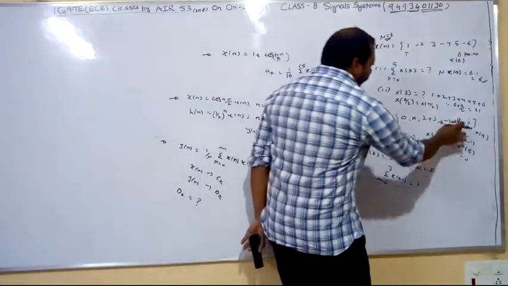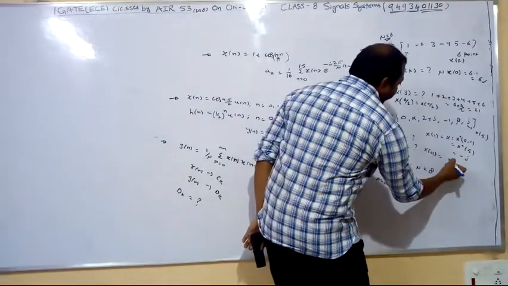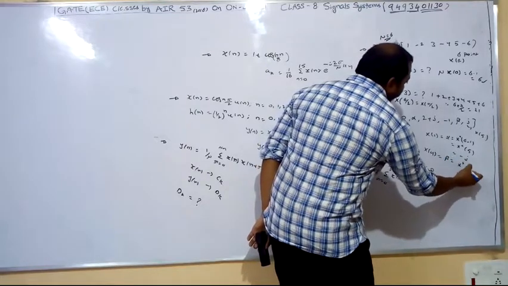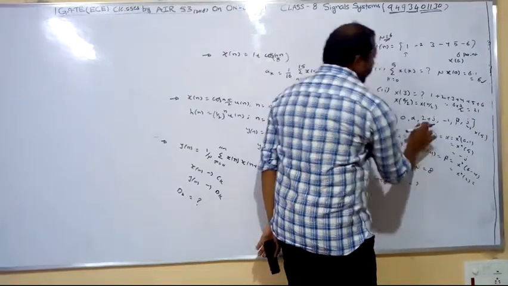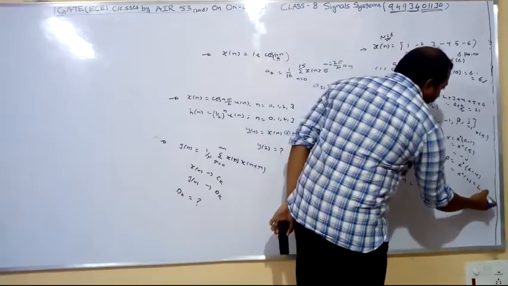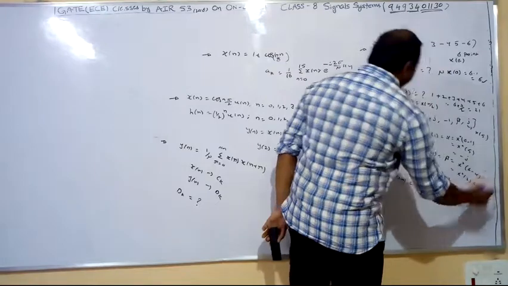And they are asking about beta. Beta is X of 4, which is equal to X star of 6 minus 4, which is X star of 2. This is your X of 2, so the corresponding value is equal to 2 minus j.